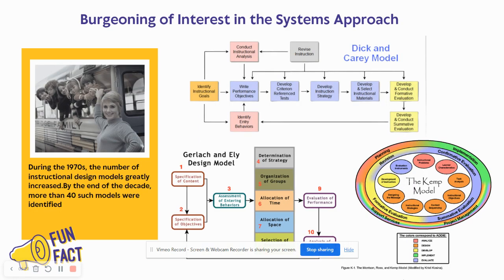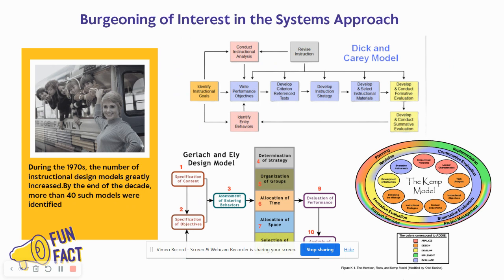Next, we have the interesting topic of systems approaches. During the 1970s, the number of instructional design models greatly increased by almost 40. So really, what happened is instructional design models were popping up all over the place here. And so, I just have some important ones here.